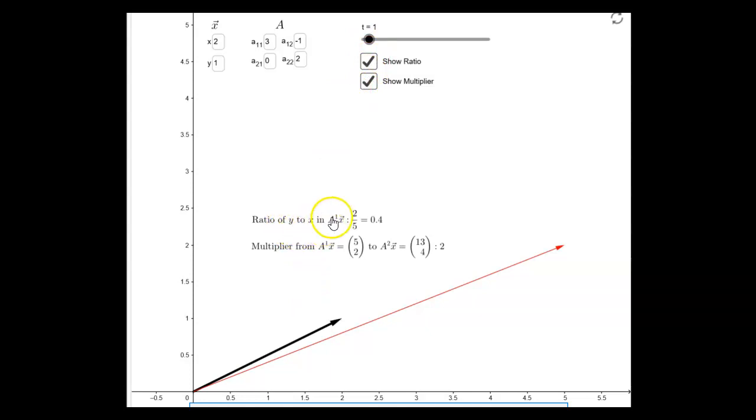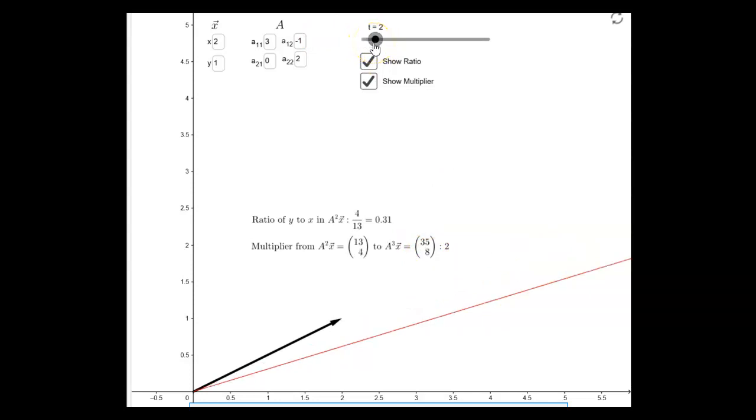If I do it again, let me just show these two things here: the ratio of y to x and A to the first times x. So the y value that we would get is 2, the x value is 5. You can see that vector is (5, 2). So the ratio of 2 to 5 is 0.4. And if I do it one more time, if I drag the slider to t equals 2, I'll get the vector (13, 4), which is the vector that I would get if I push this over one more time.